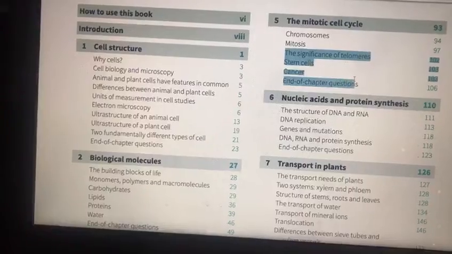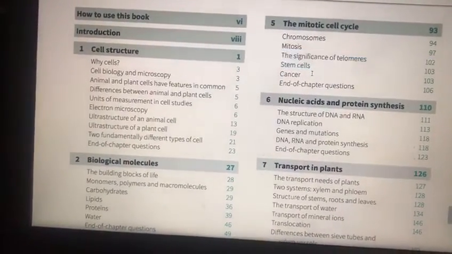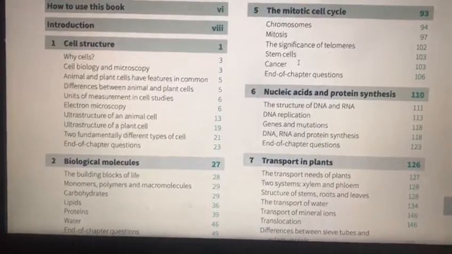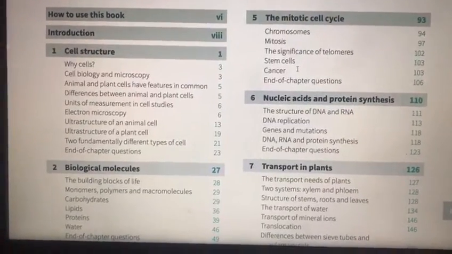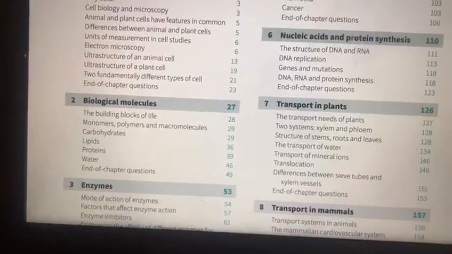There is some mention of telomeres, stem cells, and cancer cells. But again, that's a very minute part of the chapter. Most of it actually focuses on cell division and why that's important and how that helps further human life. Then you have nucleic acids and protein synthesis.